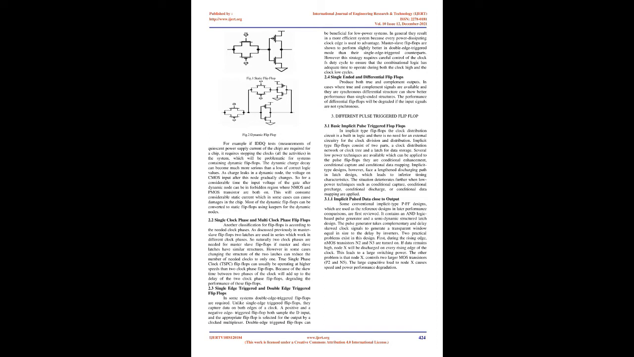3. Different pulse-triggered flip-flops. 3.1 Basic implicit pulse-triggered flip-flops. In implicit-type flip-flops, the clock distribution circuit is built-in logic and there is no need for external circuitry for the clock division and distribution. Implicit-type flip-flops consist of 2 parts: a clock distribution network or clock tree, and a latch for data storage. Several low-power techniques are available which can be applied to the pulse flip-flops. They are conditional enhancement, conditional capture, and conditional data mapping.